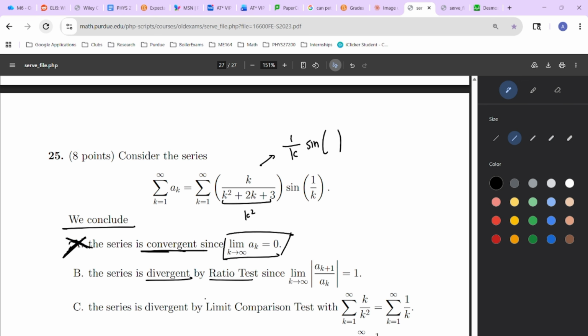The small angle approximation theorem says that if theta is less than about 10 degrees, then sine theta can be approximated as just the value of theta itself. So in this case, sine of 1 over k is obviously much, much smaller than 10 degrees at large values of k. So this sine of 1 over k becomes approximated as 1 over k.